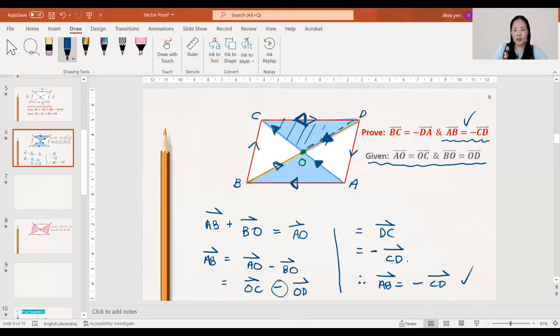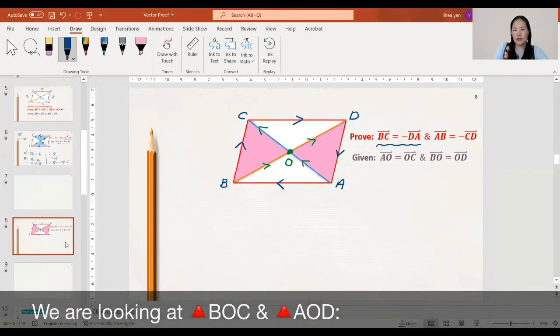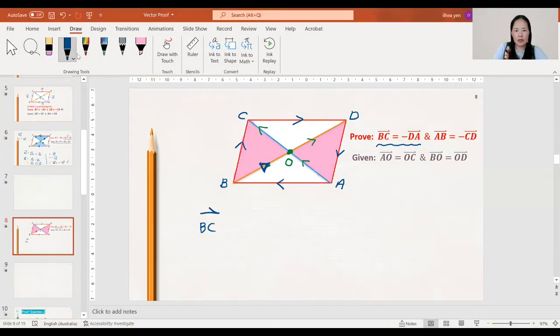Okay, so we've done the first one. Now I'm going to prove vector BC is opposite to vector DA. If vector BC is this one right there, vector BC equals vector BO, which is this one, plus vector OC. Just looking at this one, OC.